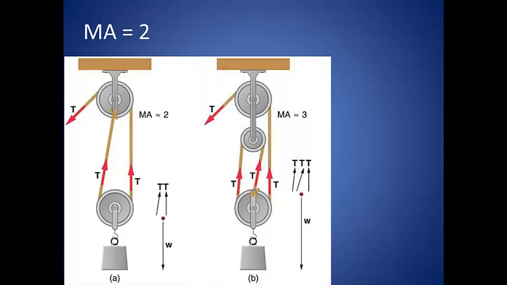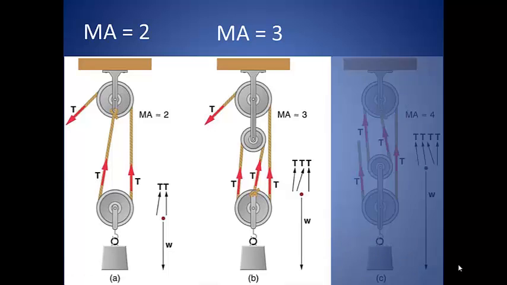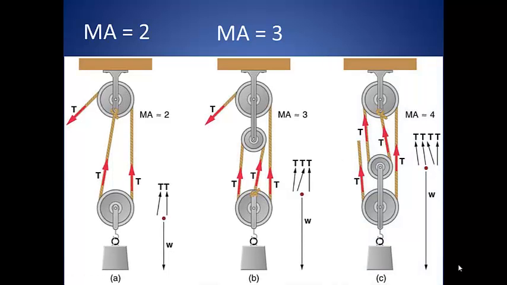So what if we added a third pulley? Well, the 100 newtons of weight are now spread out over 3 supports. So that would give us a mechanical advantage of 3. And we can keep going on like this. For every support we add to our block, our mechanical advantage changes to reflect that.